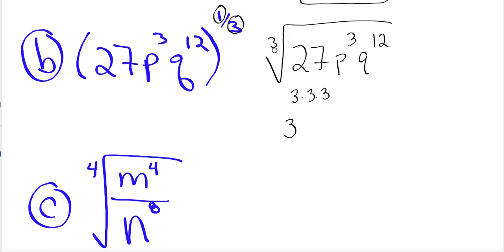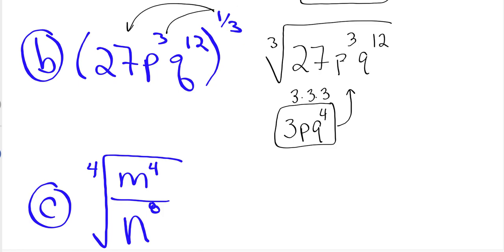And then how many groups of 3 can I get from p cubed? That would be 1 group. How many groups of 3 can I get from q to the 12th? That's 4 groups. So we have 3pq to the 4th. If you don't like the method that I'm discussing here, you can always think about it this way, where I would distribute the exponent. If I distribute the exponent to these, they're just going to multiply. So 3 times the third is the first power. 12 times the third is the fourth power, like what we have there.